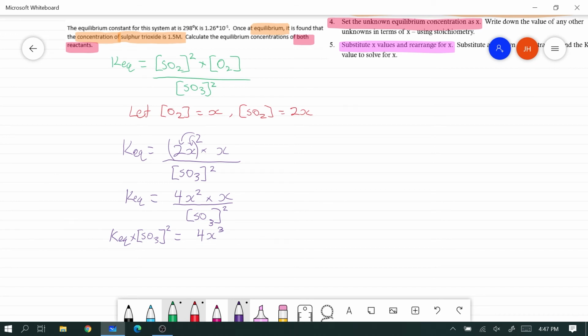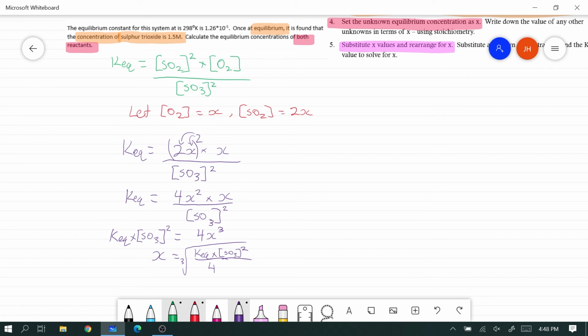Now, next thing that I'm going to do is remove the 4 and the cubed from the side with X. I'm also going to just swap my left hand and right hand side too, so this reads a little bit nicer. So to get rid of the 4, I have to divide everything by 4. To get rid of the cubed, I have to put everything to the cube root. And I'm just going to put my KEQ and my sulfur trioxide concentration on the numerator there.